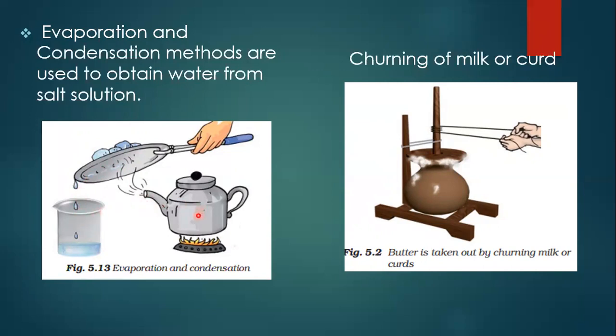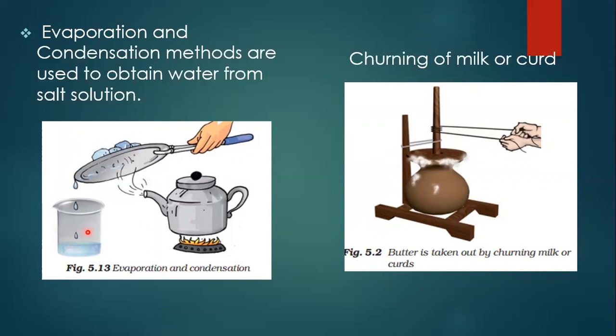So when we take the salt solution and allow it to change into water vapor by providing heat, the water will get evaporated and this water vapor will come out of the spout of this kettle, and we will allow it to touch the cool surface. And on touching the cool surface, the water vapor will again convert into water drops and that can be collected. So we will get pure water without any salt content by evaporation and condensation.